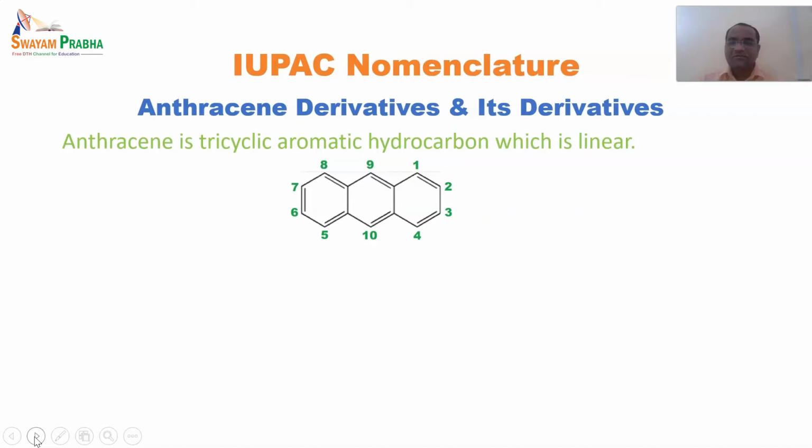This is the numbering for anthracene. It starts from the alpha position, the second is the beta position, and the third is gamma. Most of the time we are restricted only to alpha and beta. Starting from alpha up to the 4th carbon, and after that, leaving behind the second ring, going towards the third ring, that is 5th, 6th, 7th, 8th, 9th and 10th. This is the numbering given by IUPAC.